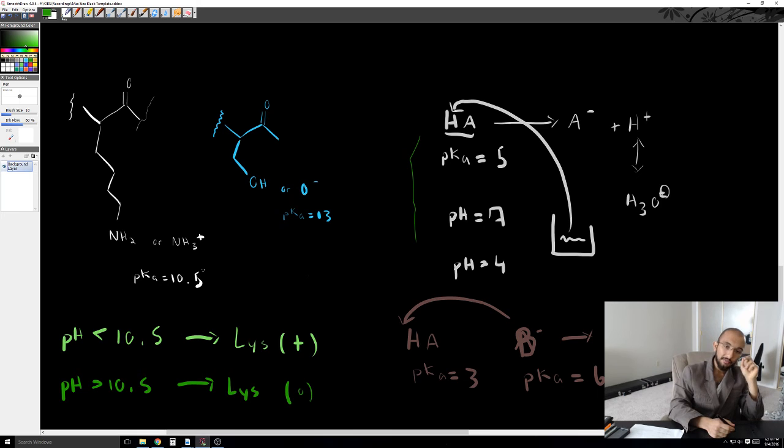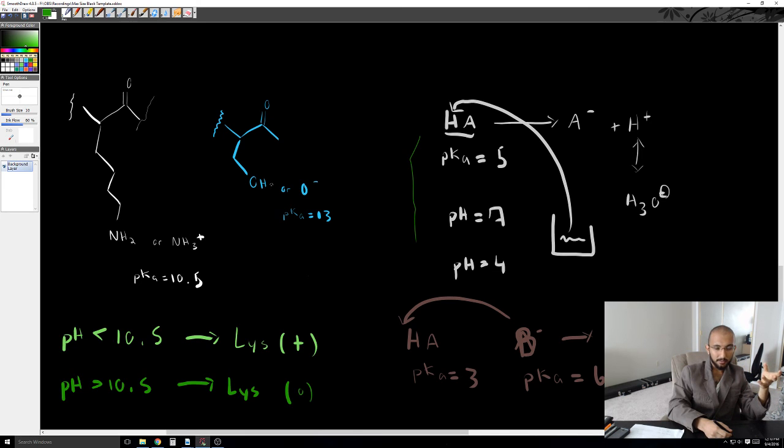acids. You have to know what the predominant forms of the R group are. So for example, lysine goes from either positively charged at pH less than 10.5 or neutral at or above 10.5, predominantly.